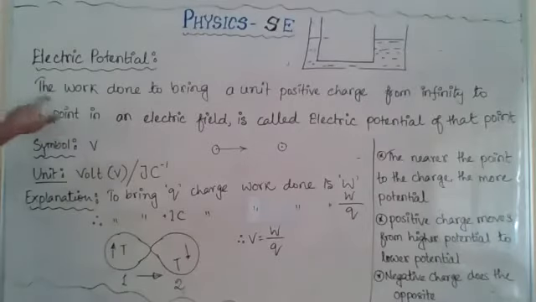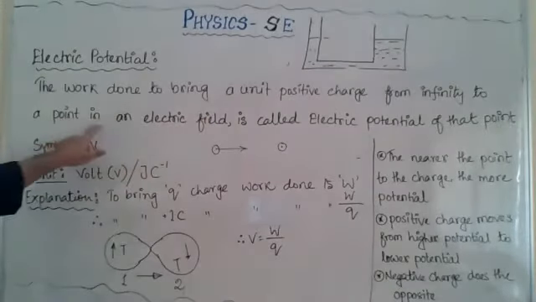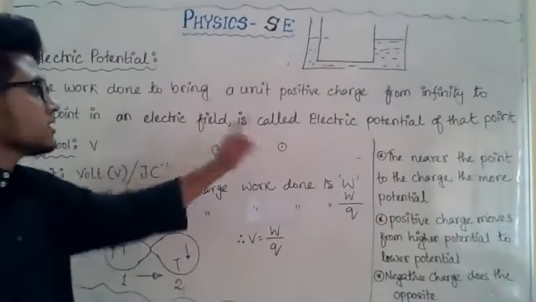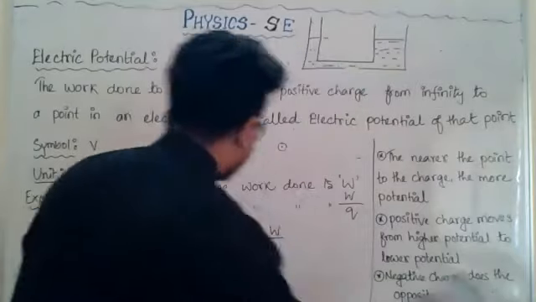Electric potential. The work done to bring a unit positive charge from infinity to a point in an electric field is called the electric potential of that point. Okay, let me explain it to you with a figure.